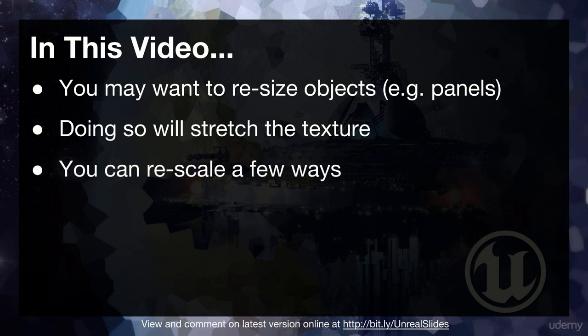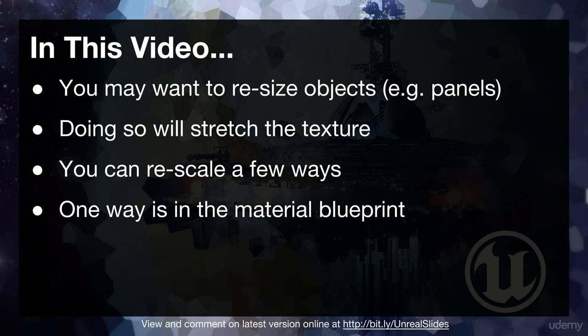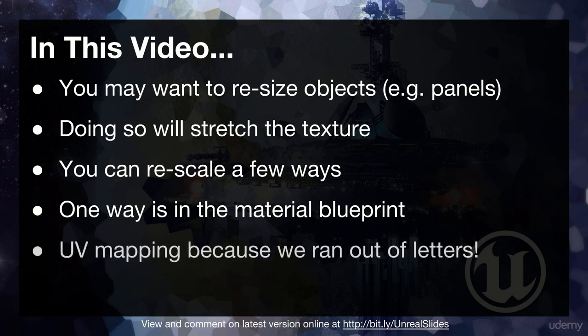You can rescale a texture in a few ways, but one way is in the material blueprint. I think it's the most natural way because that's where we adjust the material. And I want to say straight away that one of the things we're going to be looking at is something called UV mapping, and you might wonder why the letters U and V. It's basically because we ran out of letters, but I'll explain that when we're in there.